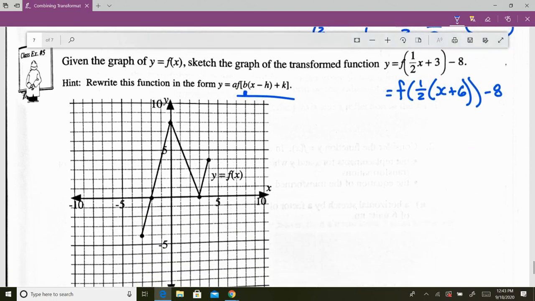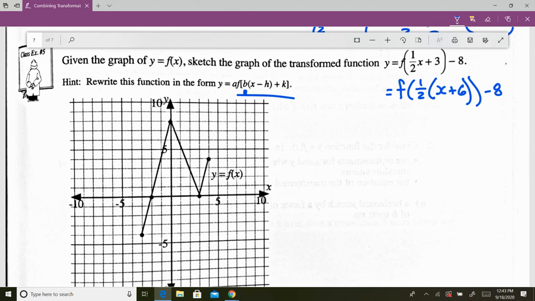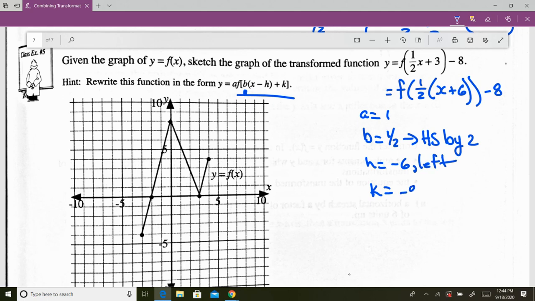Okay. And you can see in the original, it looks like we've gone 3 units to the left, the way it's written there. But in reality, we've gone what? 6 units to the left. So our A, our B, our H, and our K. A is 1, doesn't do anything. B is 1/2, which means what? Horizontal stretch by 2. What is h? Negative 6, so we've gone left. And k is minus 8, so we've gone down.